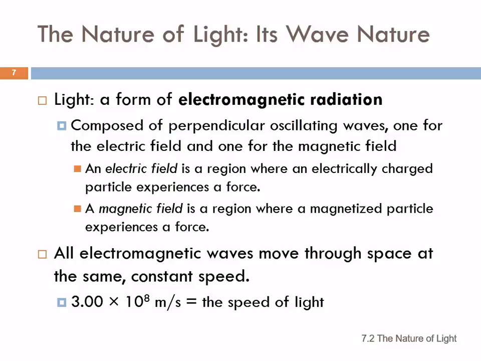So, an important thing about electromagnetic radiation is it all travels at the same speed. Light is electromagnetic radiation. It's one form. Light travels at the speed of light. All electromagnetic radiation travels at the same speed, 3 × 10⁸ meters per second. This is really, really fast.